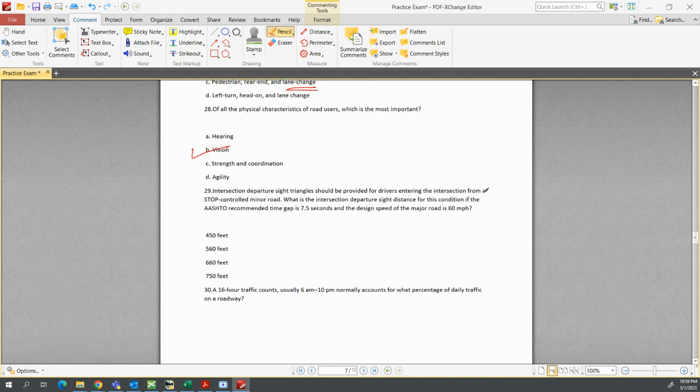So the next problem is about the intersection departure sight triangle, which should be provided for drivers entering the intersection from a stop controlled minor street. Let's say this is a major street and this is a minor street. What is the intersection departure sight distance for this condition, if the AASHTO recommended time gap is 7.5 seconds and the design speed of the major road is 60 miles per hour? The time gap for the minor road cars is 7.5 seconds.